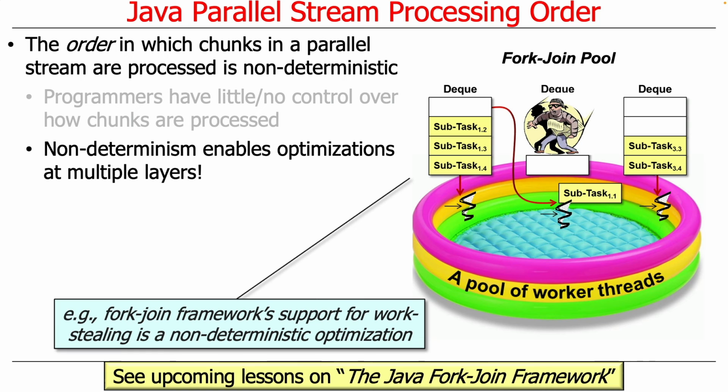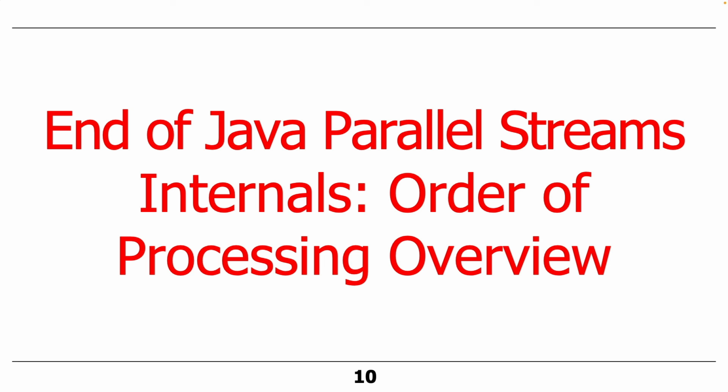So this example of work stealing, as I said, is a non-deterministic optimization. It depends on random behavior. In fact, the fork join pool inherently uses randomness when it decides which of the decks to steal from at the next opportunity. So that's just a quick overview of the processing order. We will talk in more detail with some examples to make it more interesting.